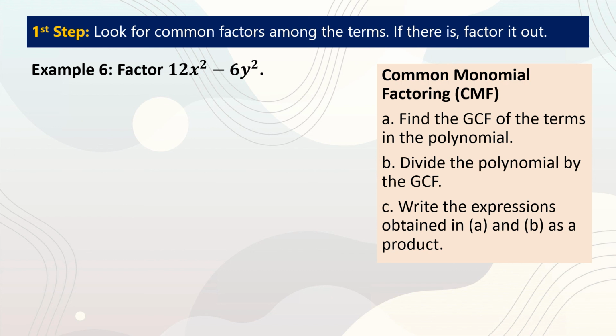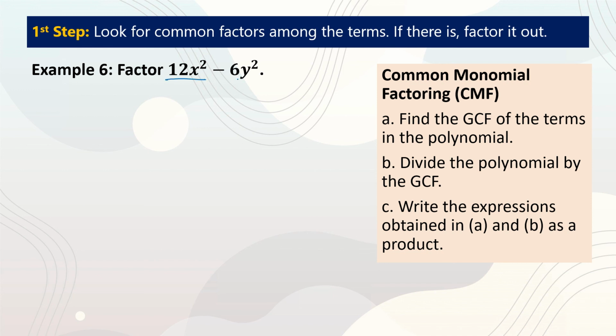Okay, let's proceed to example 6. Factor 12x squared minus 6y squared. So following the same process, first step is always to look for common factors among the terms, using common monomial factoring or CMF. In A, find the GCF first.